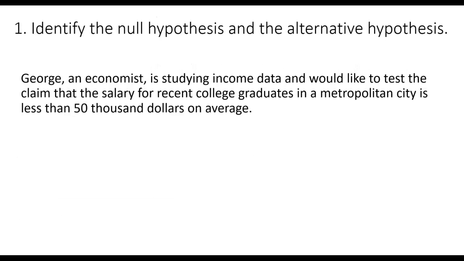Let's jump in. First, to identify the null hypothesis and the alternative hypothesis, we know that George the economist is studying income data and tests that the salary is less than $50,000. Now remember that the null hypothesis is always the equality. So we know that H sub 0 is mu equals 50. Because our statement is less than 50, our alternative hypothesis is going to be less than. That also means this is a left-tailed test, just for reference.